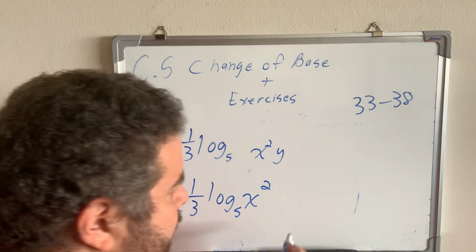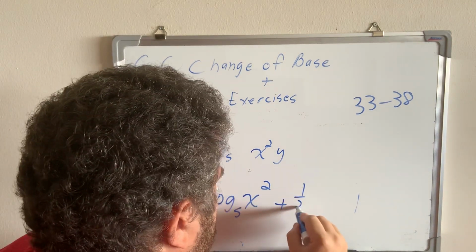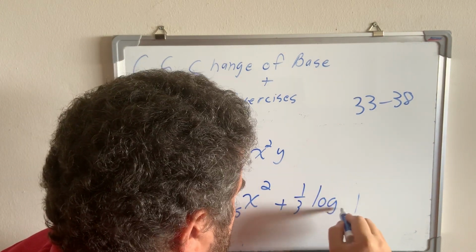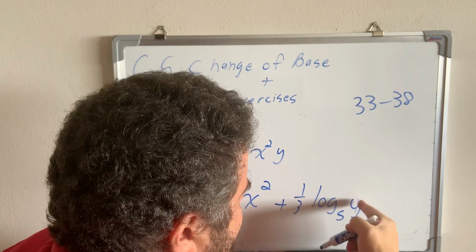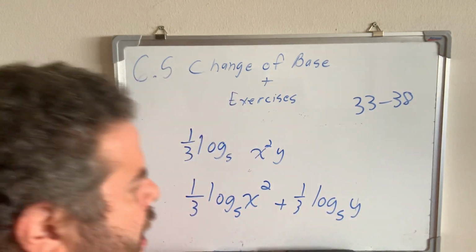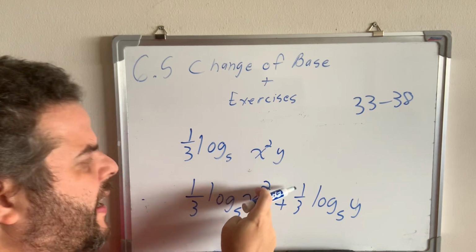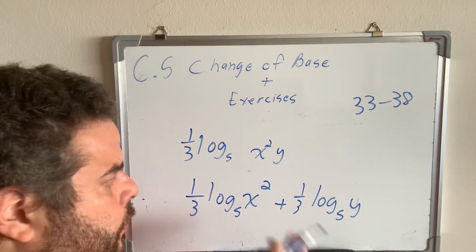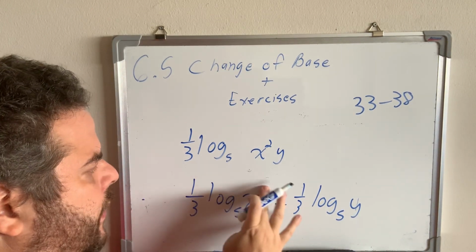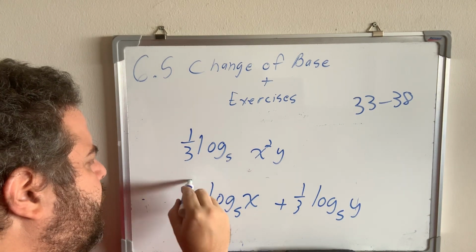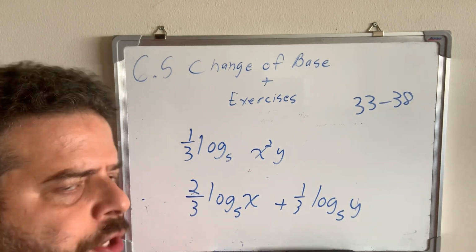But I'm not done yet. That takes care of my y. This no longer can be expanded. But this x now has a power. What do we do? It comes to the front multiplying. And 2 times 1/3 is 2/3. Now you're done.